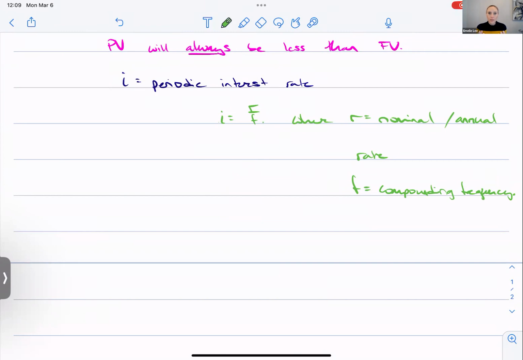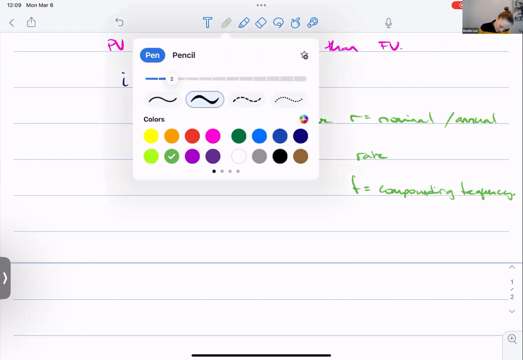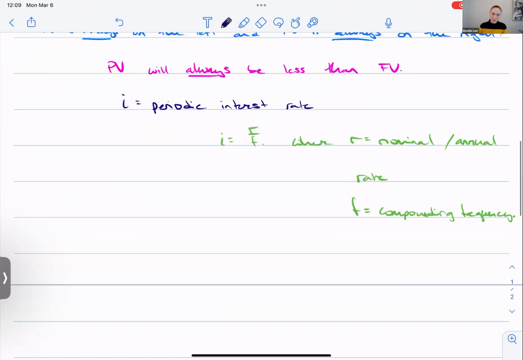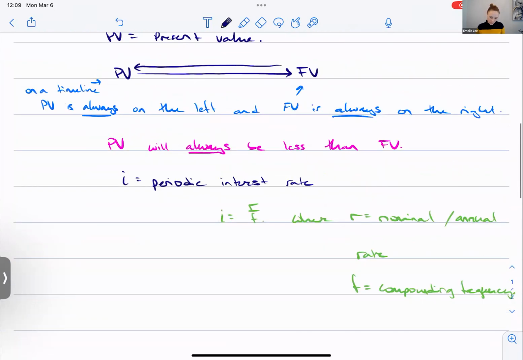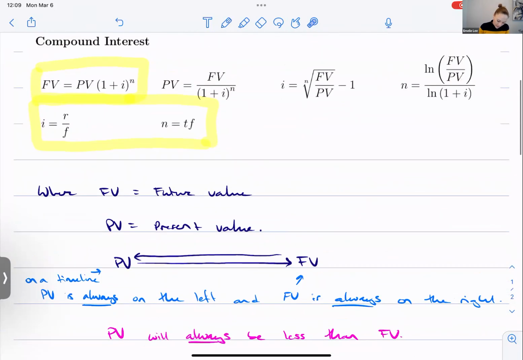So before, in simple interest, all we needed was R, right? But now we need that R and F, and then we can calculate I. So it's just that extra little step that we need in order to use this formula. Finally, we need N, which is the number of compoundings in the term.